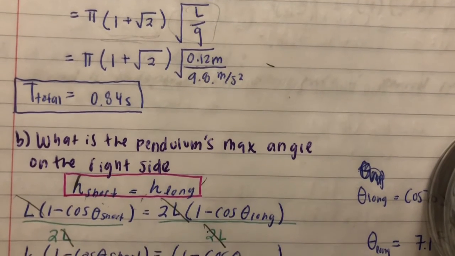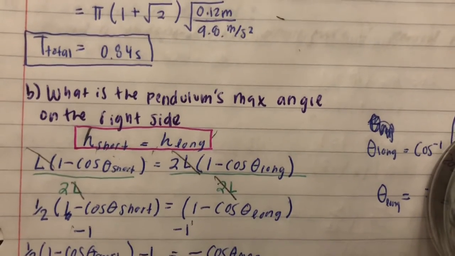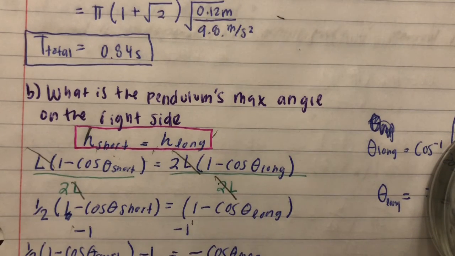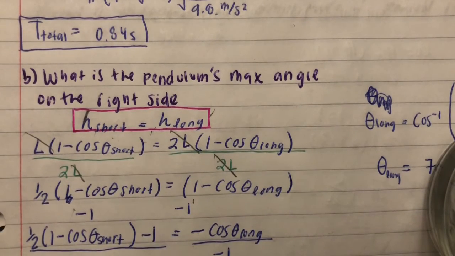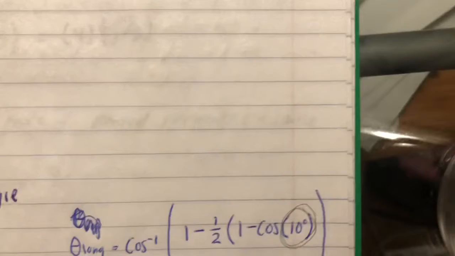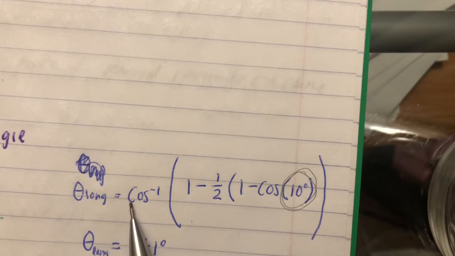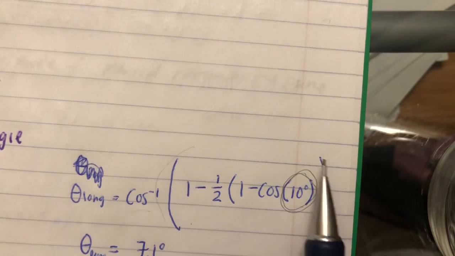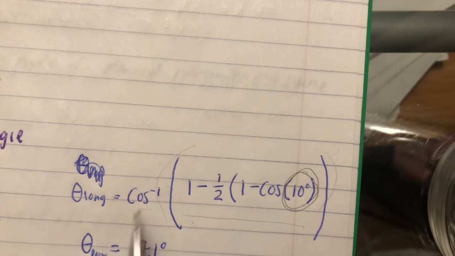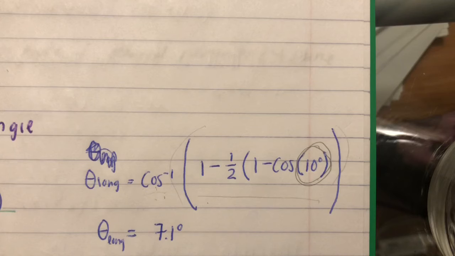So that's what that is. And I just did some algebra, took some things out. I'm pretty much just trying to get the long angle on one side. So I took this out, negative 1, divided by negative, and I got this. And then furthermore, I got the angle long is the inverse cosine with all this in it. And don't forget to plug this in your calculator. Once I plugged it all in, the angle long is 7.1.